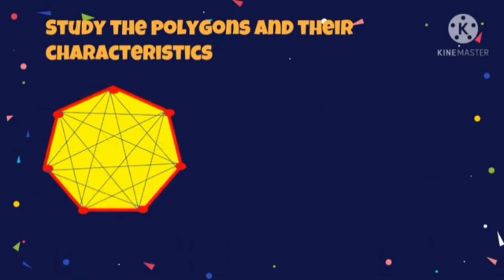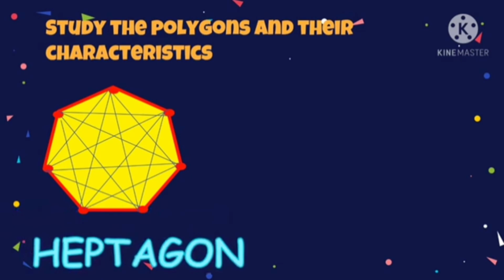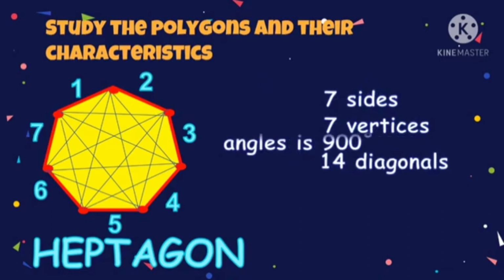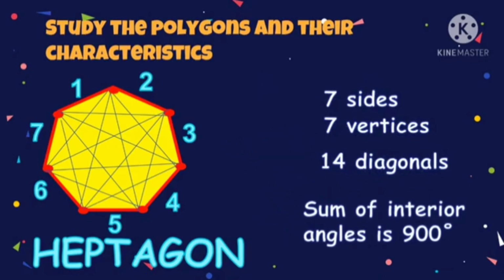Another polygon is a heptagon. Ano naman ang characteristic ng isang heptagon? A heptagon has 7 sides. Let's count. 1, 2, 3, 4, 5, 6, and 7. And another characteristic is kung meron siyang 7 sides, meron siyang syempre 7 vertices. And ang kanyang diagonals ay 14, and the sum of the interior angles of a heptagon is 900 degrees.